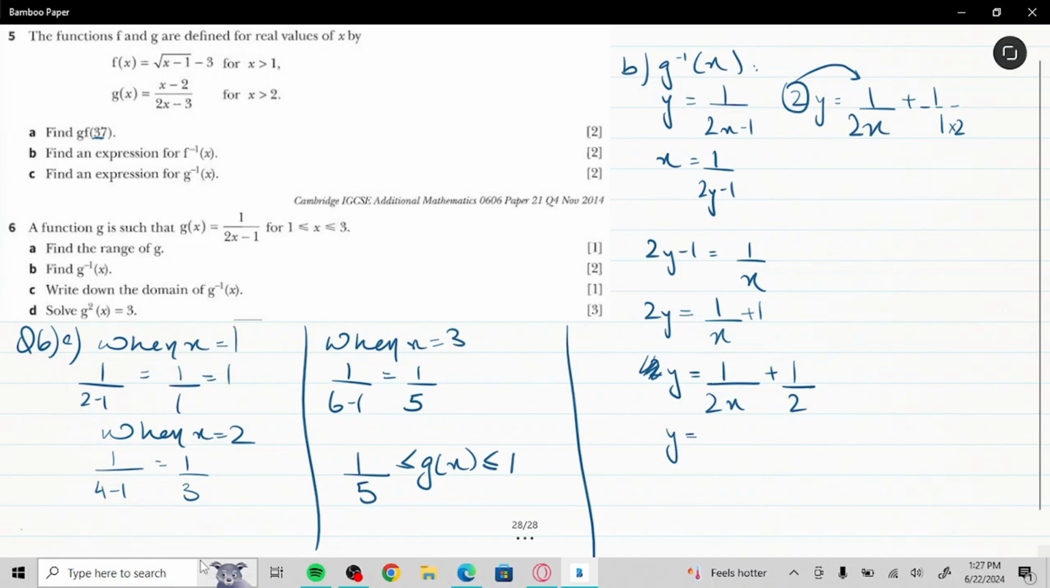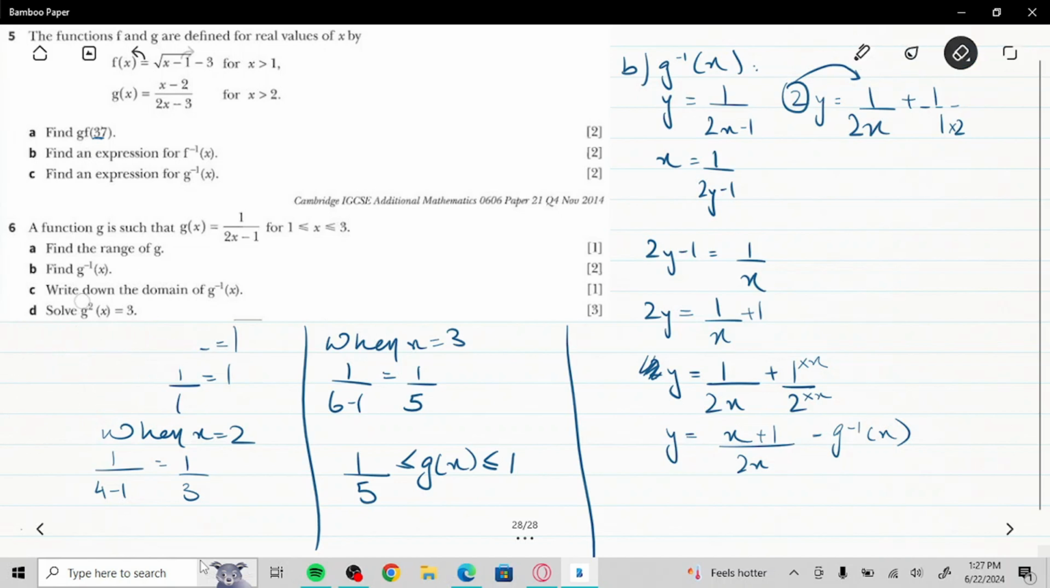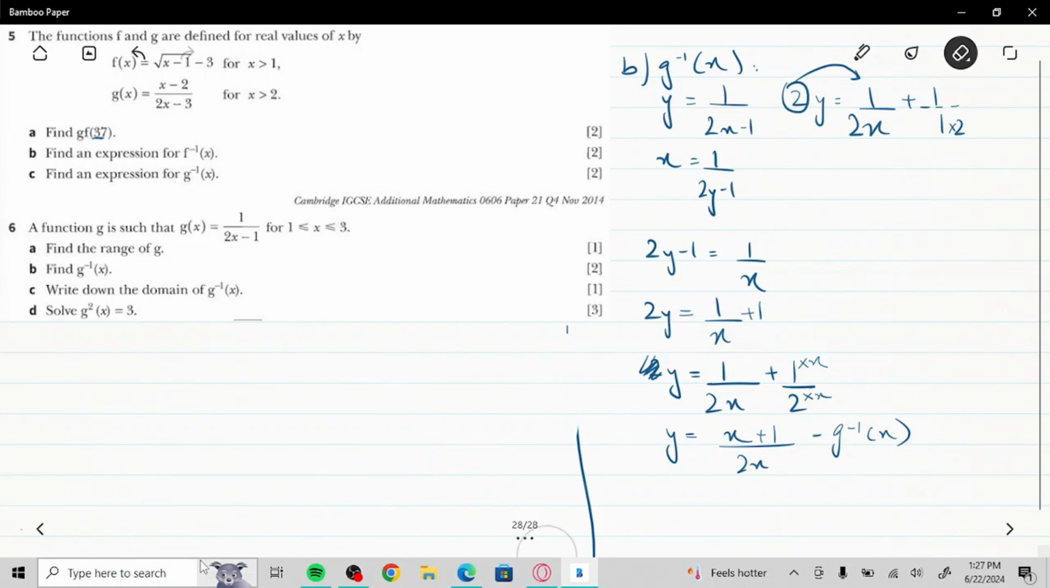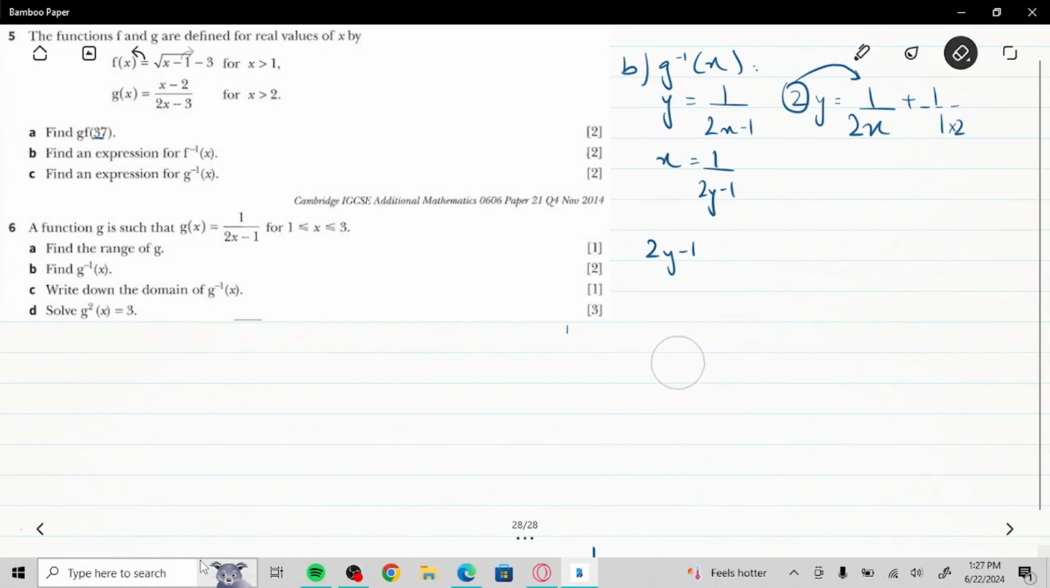So if I just simplify this, take the LCM, we have x extra, so we multiply this by x and this by x. So we say that x plus 1 divided by 2x is equal to y, or the inverse of the function. So this is for the inverse. What I'm going to do is this, so that I can solve the rest of the question.